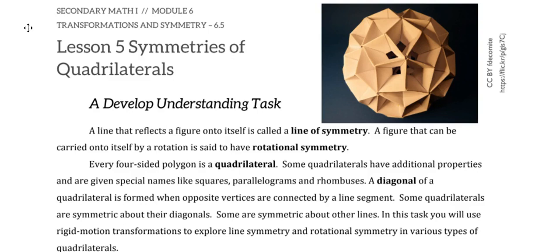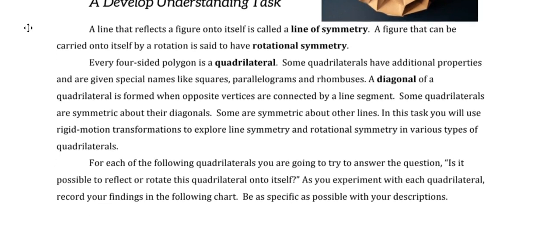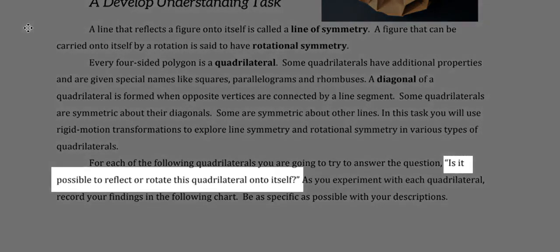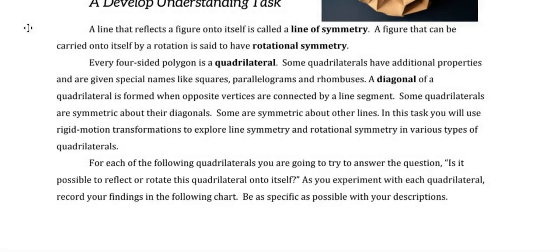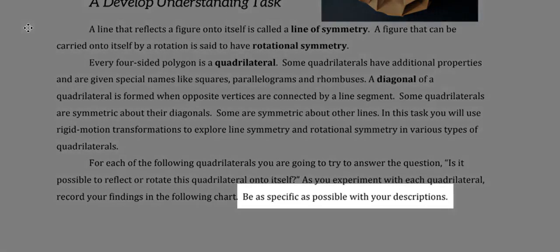In this task, you will use rigid motion transformations to explore line symmetry and rotational symmetry in various types of quadrilaterals. For each of the following quadrilaterals, you are going to try to answer the question, is it possible to reflect or rotate this quadrilateral onto itself? As you experiment with each quadrilateral, record your findings in the following chart. Be as specific as possible with your descriptions.